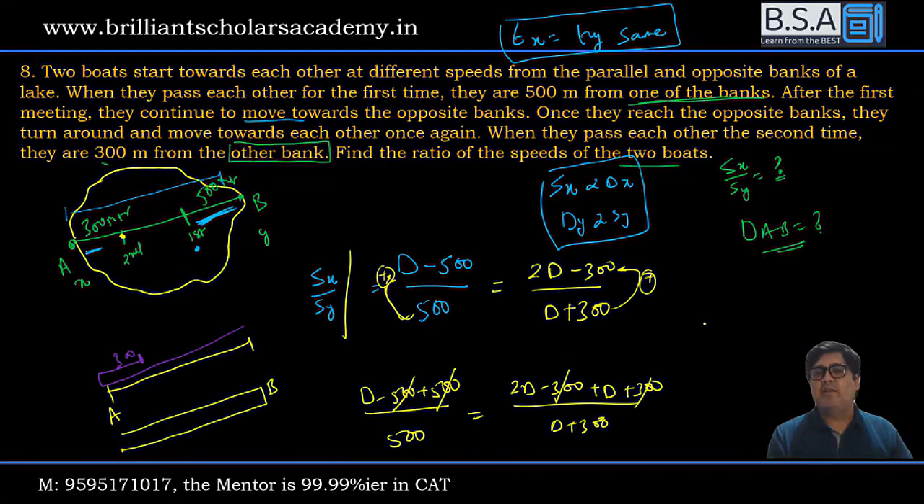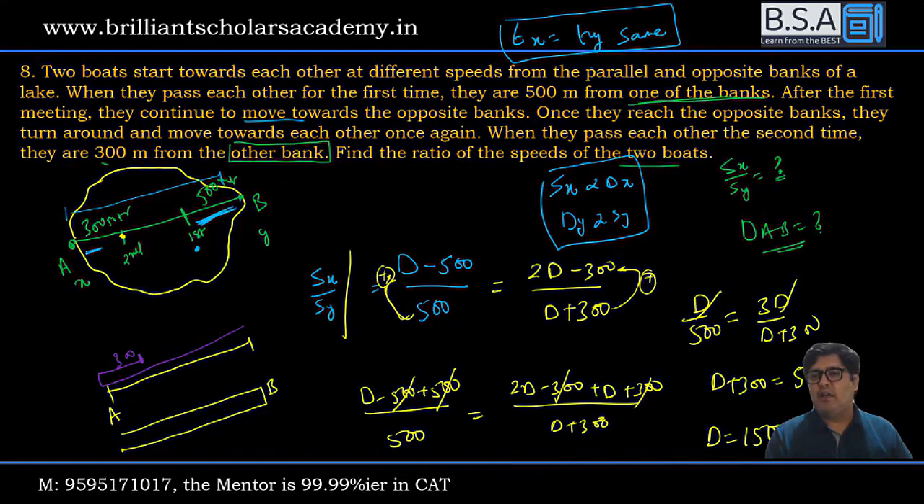So what do we have? We have D upon 500 is equal to 3D upon D plus 300. Cancelled, cancelled. So now I'll cross multiply. D plus 300 is equal to 500 into 3. D is equal to 1500 minus 300. So take your time, copy this down. The distance between the 2 points is 1200 meters.